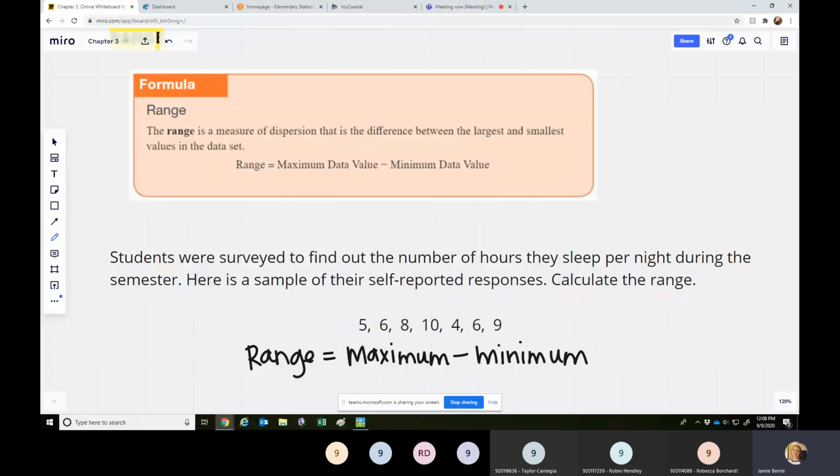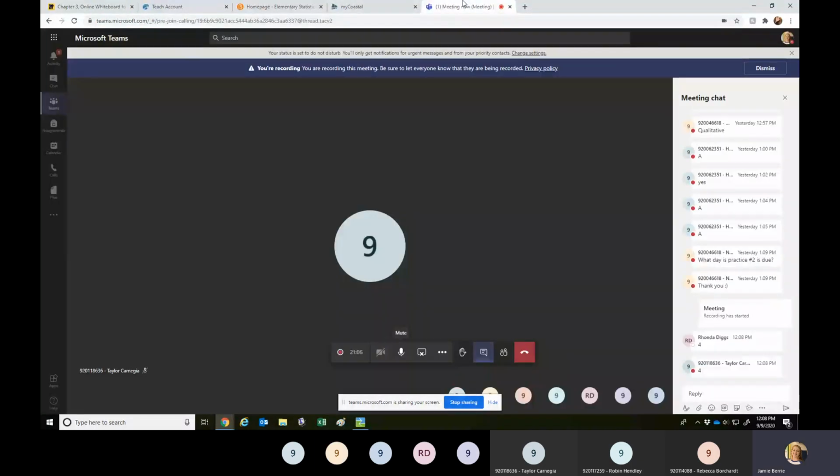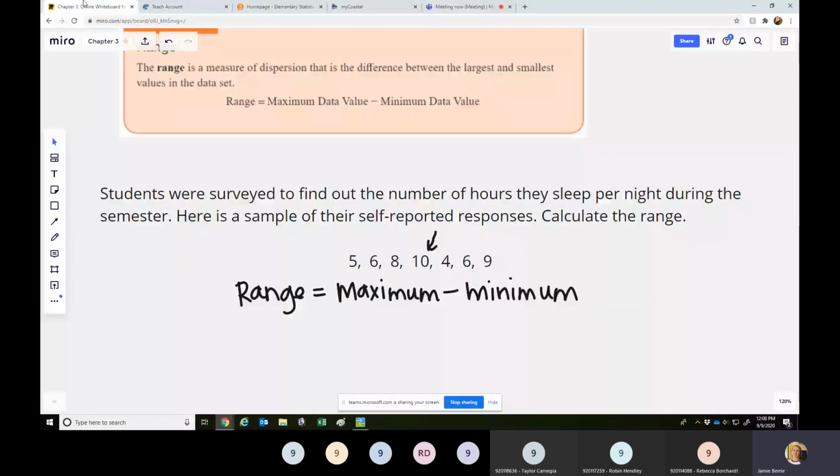All right, so the range is equal to the maximum minus the minimum. So maximum is, do y'all see that, 10? And what is the minimum? 4. 4, very good. All right, so 10 minus 4. So the range is 6. So the range is always going to be a number.